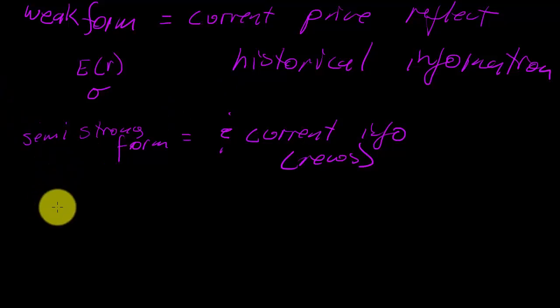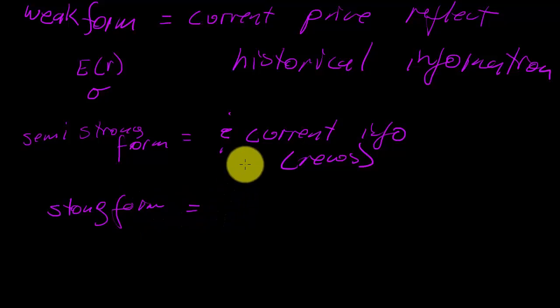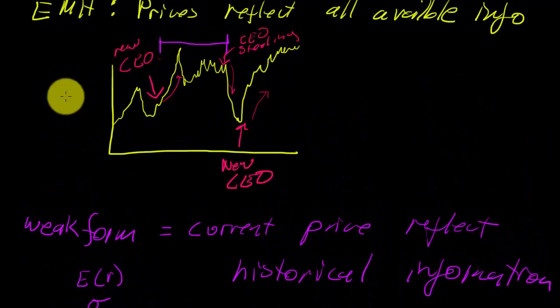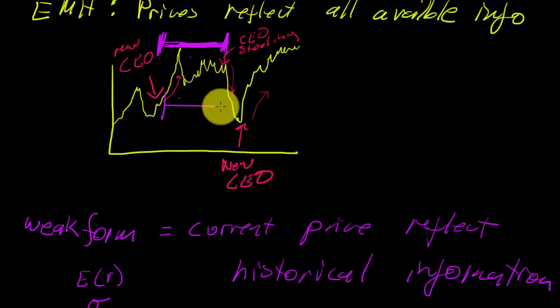The strong form is the hardest to work with, and we won't get into detail, but this is basically insider trading. It says that the current price reflects historical information and current information and non-public information, meaning that prices also include information that we don't know in the market. In our example above, between here and here, there exists non-public information. All of this is the timeline when the CEO was stealing. And the price of the stock doesn't go down.